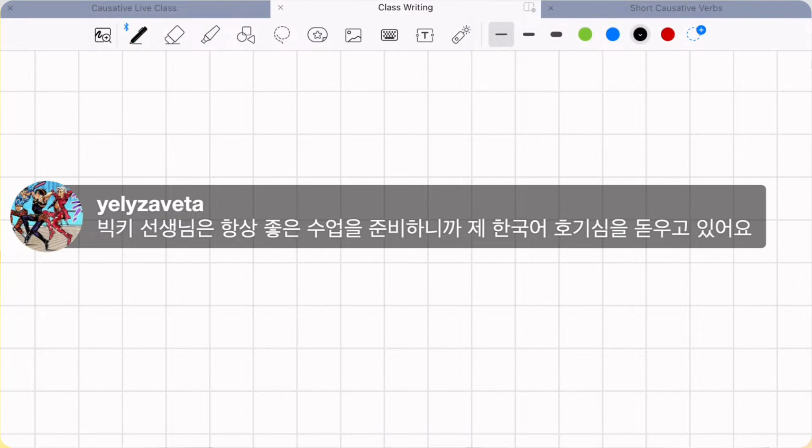일단은 옐리님이 이제 돋다. She used the causative verb 돋우다 that comes from the intransitive verb 돋다, and it means 돋다가 잠깐만요.